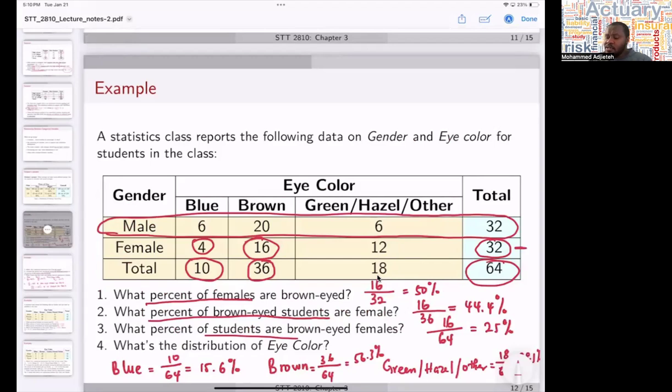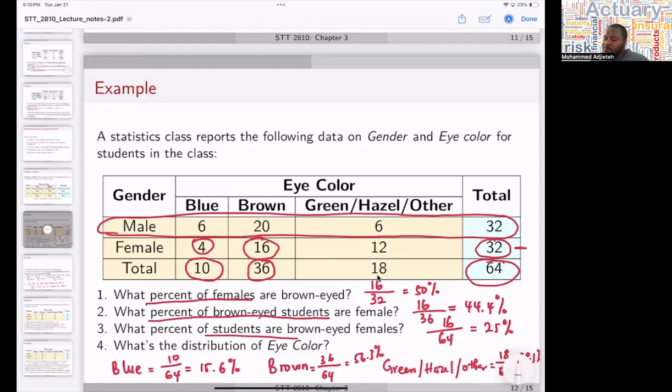So you can try to compare male. You can see that 6 out of the 10 people with blue eyes are males. We can also see that 20 out of the 36 people of brown eye color are males. You can also see that 6 out of the 18 people who have green, hazel, or other eyes are males.